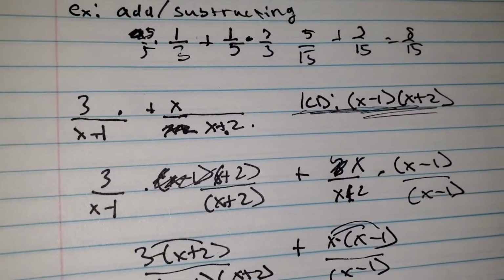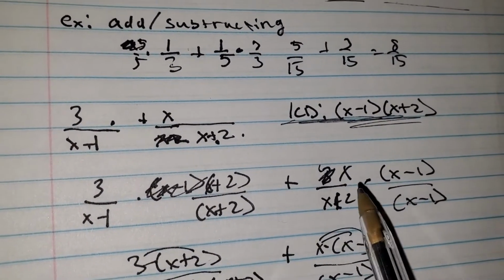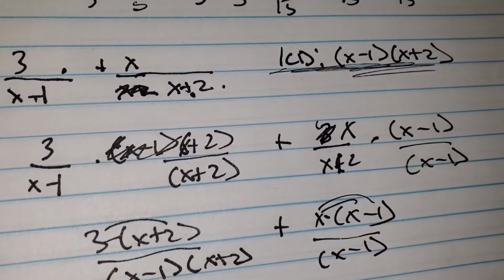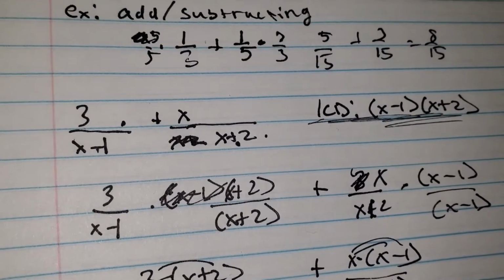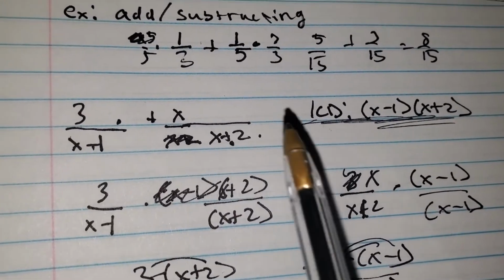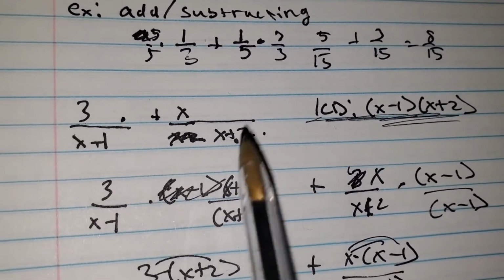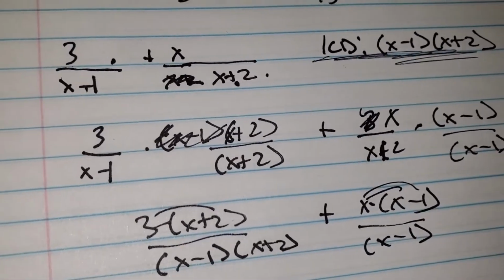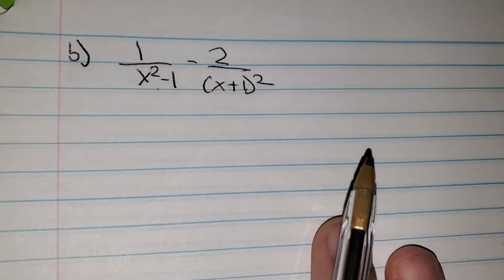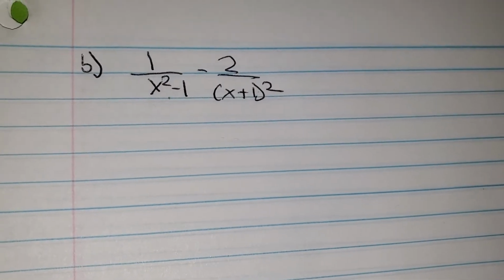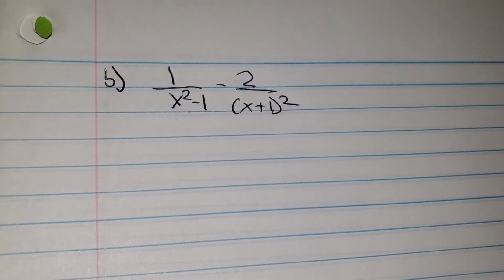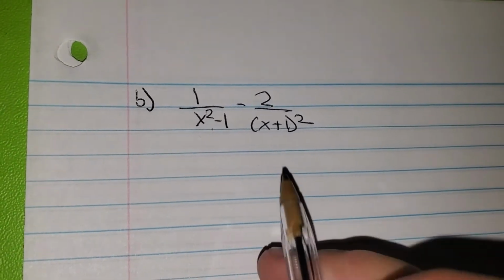Alright, so we said when we add or subtract, we need a common denominator, also known as the least common denominator, LCD. Pretty much we take a look at the fractions and take what they each need to make them an LCD. In the case of this example today, 1 over x squared minus 1 minus 2 over (x plus 1) quantity squared.